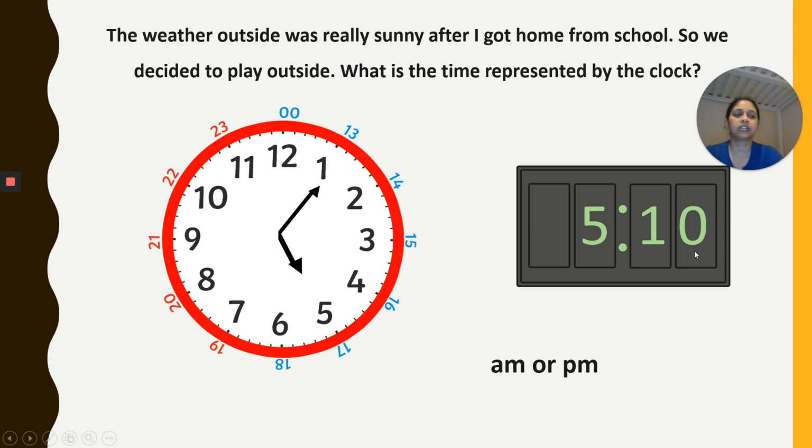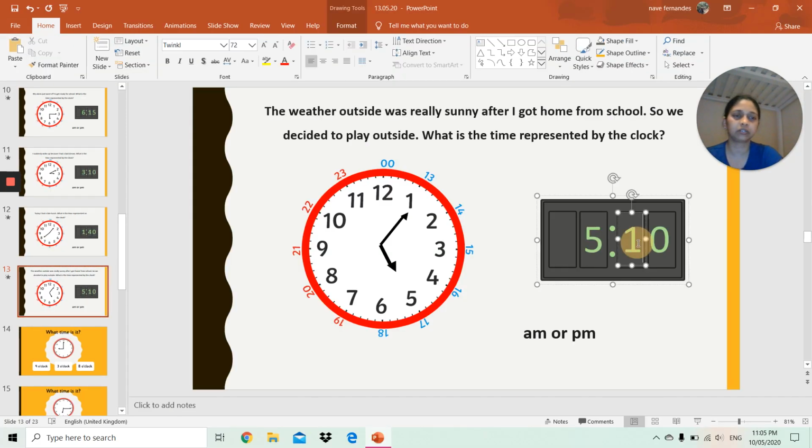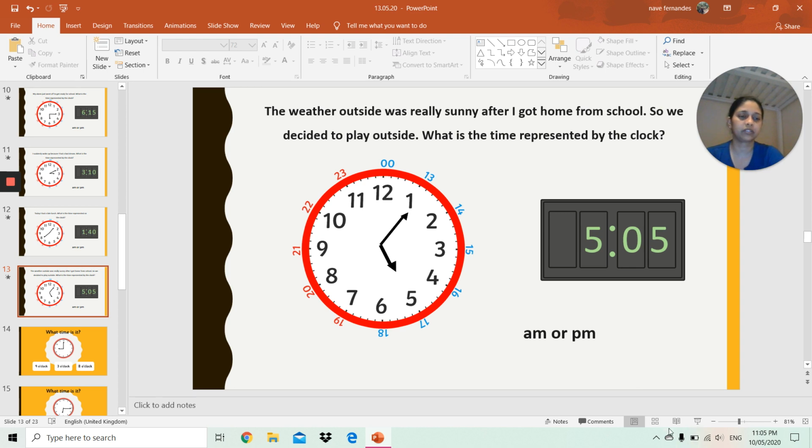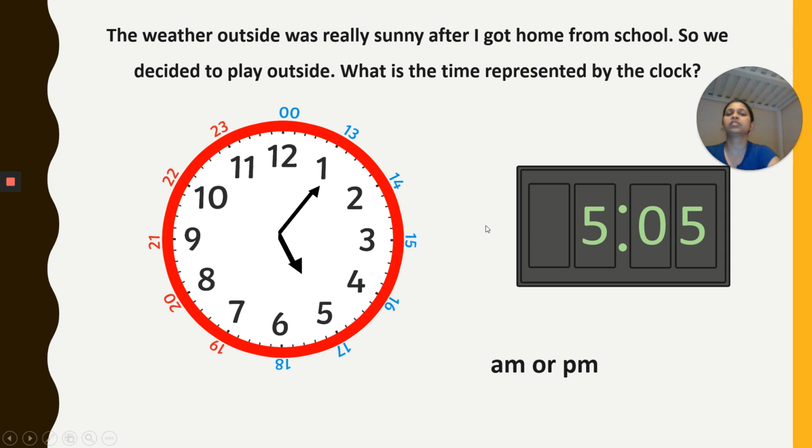Okay. So that's not correct. So what we can do is we can change that and we can say that it is 5:05. Okay, so it's not 5:10, but if we count in fives right from 1, it is 5 minutes, 10 minutes, 15 minutes. So it's 5 hours and 5 minutes. Okay, so 5 p.m.